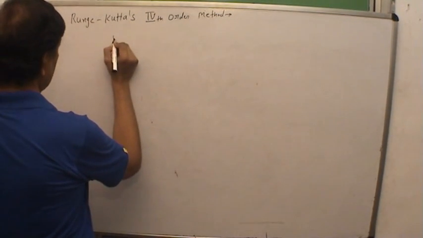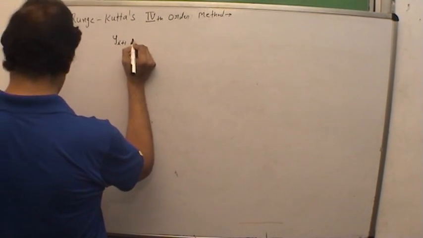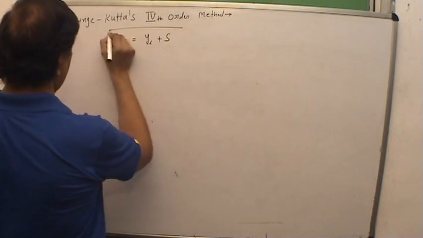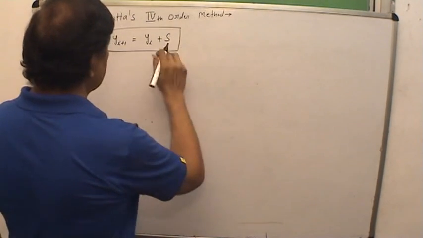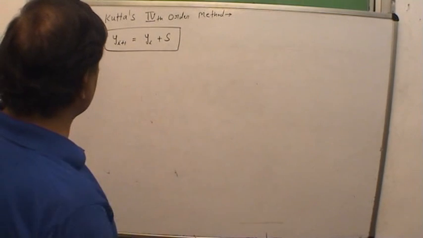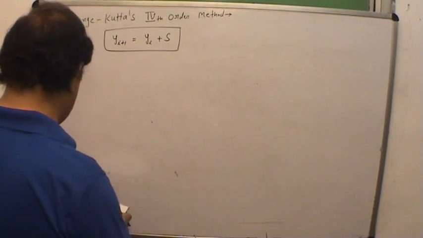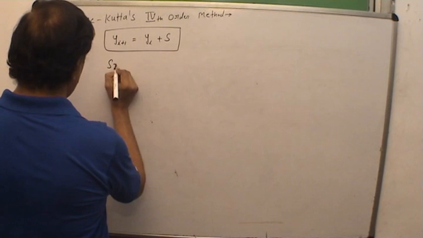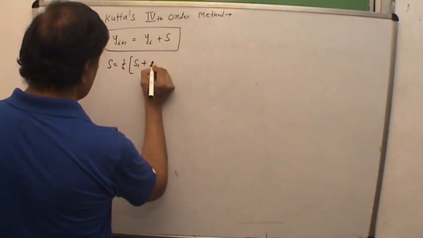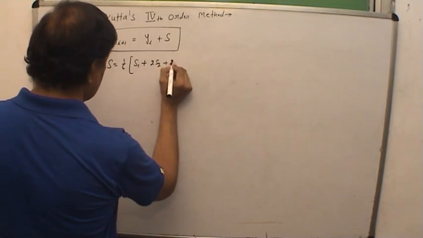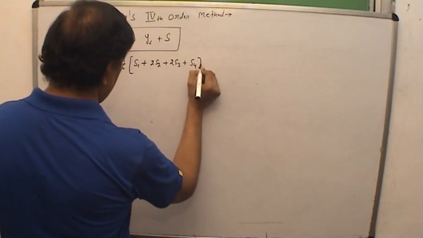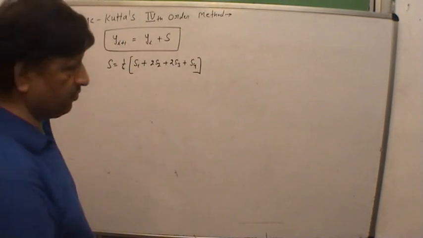Here the main formula is y(i+1) is equal to y(i) plus s. It may be s, it may be k in some books or some other letter, so we have considered it as s. What is s? s is equal to 1 by 6 times (s1 plus 2 times s2 plus 2 times s3 plus s4). And who are s1, s2, s3, s4?